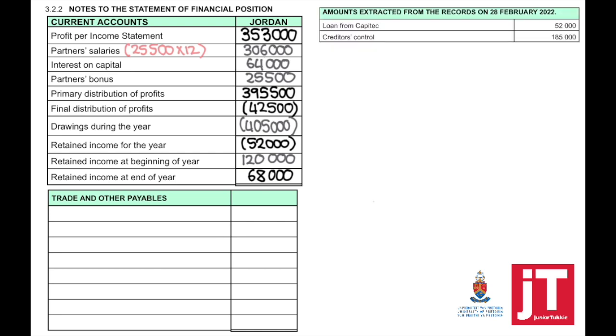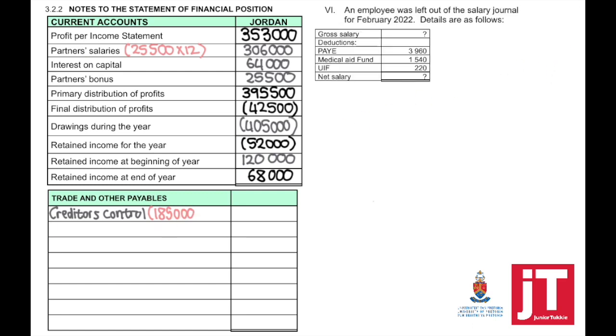To complete the trade and other payables, we need to start with the list of balances which was given. Creditors control is a current liability which forms part of my trade and other payables. So we write the amount in brackets. Then we had the adjustment. An employee was left out of the salaries journal. A reminder, the gross salary plus the contributions appears always in the income statement, which means that we needed now to add it to calculating the correct net profit because it was omitted.